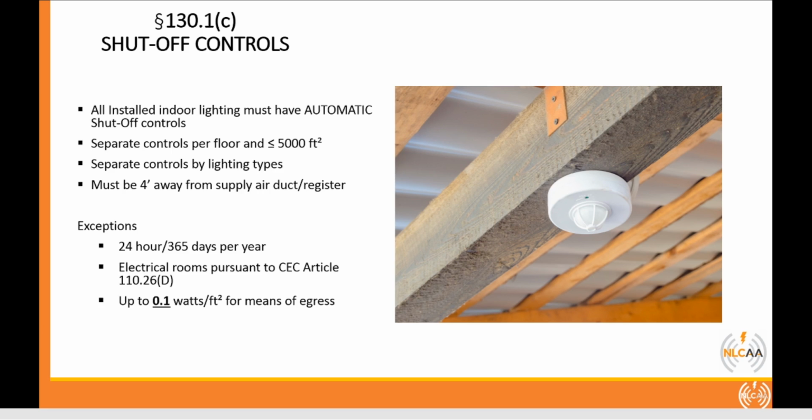Second bullet point, separate controls per floor and must be equal to or less than 5,000 square foot. So you can't have large control zones. You can't have zones that are like 6,000 square foot, 8,000 square foot, where you're just turning them on and off, dimming them up and down. Those are just too large of zones to be controlled. So you've got to break them up. It's got to be less than 5,000 square foot, equal to or less than. Separate controls by lighting types.